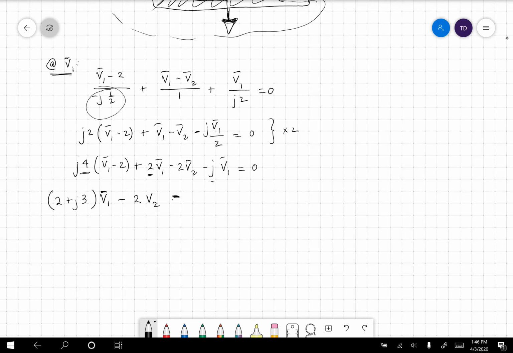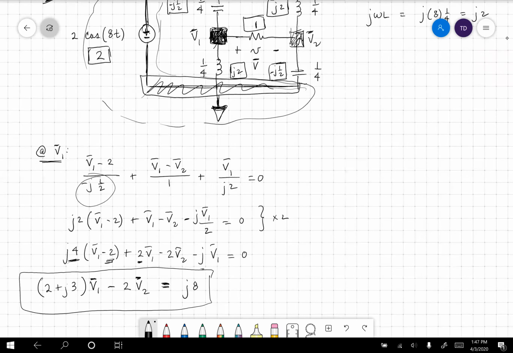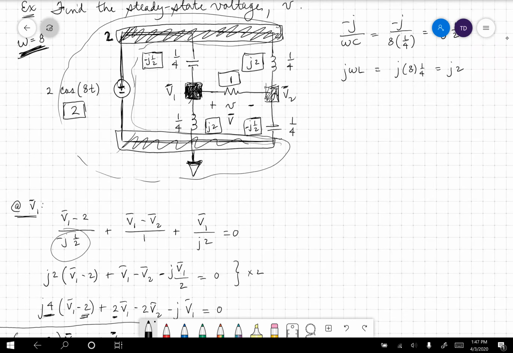And let's bring all the constant terms over. And so my constant term is this with that. It's minus j8 on this side, positive j8 on the other side. I think I got all my terms. So that's one equation right there. Box that. That's one equation. Hang on to that. Let's go back upward and let's get the second equation at V2.